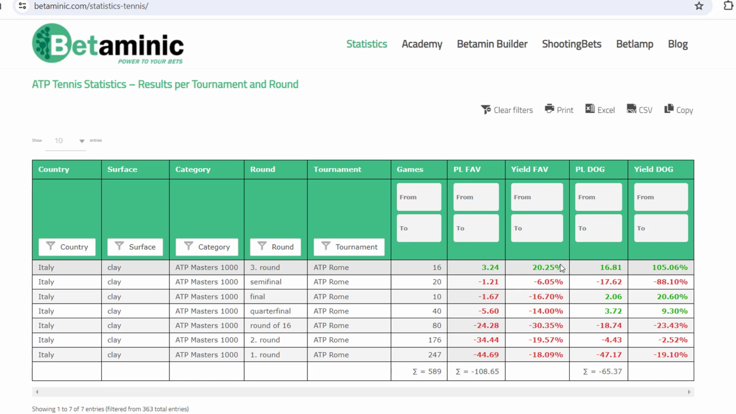Why are you making profit on both of these? Well, it sounds like over the years, sportsbooks have just got this market wrong. The third round in Rome, they just keep mispricing it. Proper pricing should look like this.